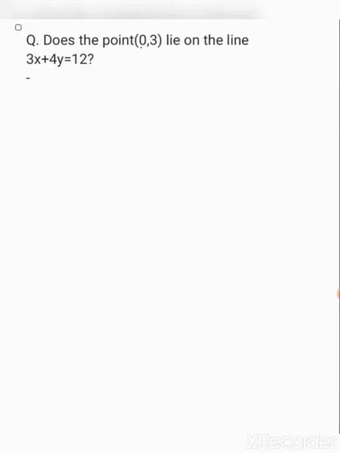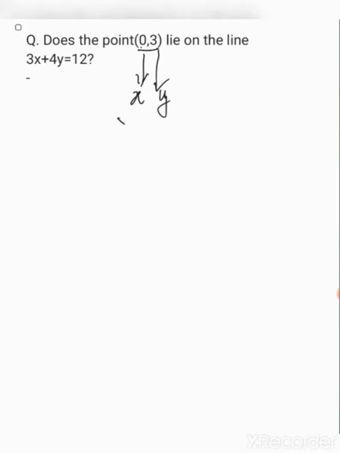Now how to find out whether a point lies on the straight line or not? The question is, does the point 0, 3 lie on the line 3x plus 4y is equal to 12? We have to check this. Now the ordered pair 0, 3, it means the value of x is 0 and the value of y is 3.